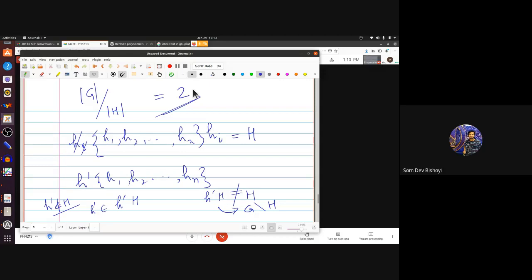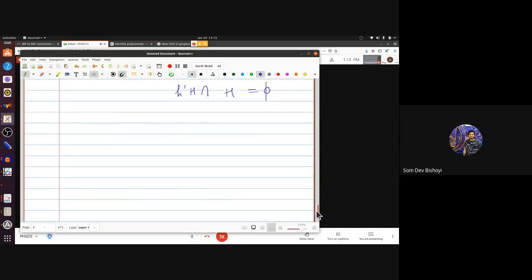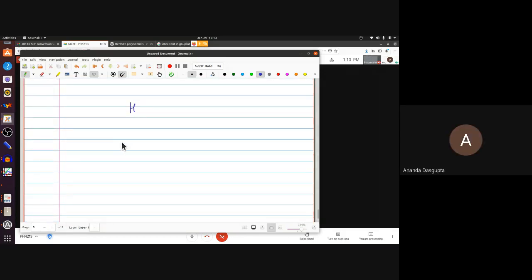Sir, right? Just one. I mean, there are two distinct left cosets here, right? When we say two left cosets, are we erring somewhere? So here you have H and G\H. These are the two distinct left cosets. But that was not the question.